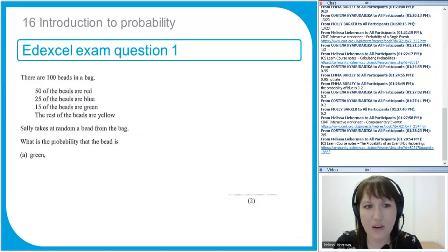So we're told that there are 100 beads in a bag. 50 of the beads are red, 25 are blue, 15 are green, and the rest of the beads are yellow. We don't know how many are yellow, but we can work it out since we know the total is 100. So Sally takes at random a bead from the bag. What is the probability, this is part A, that the bead is green? Type it into the chat box and then we'll see if you're right.